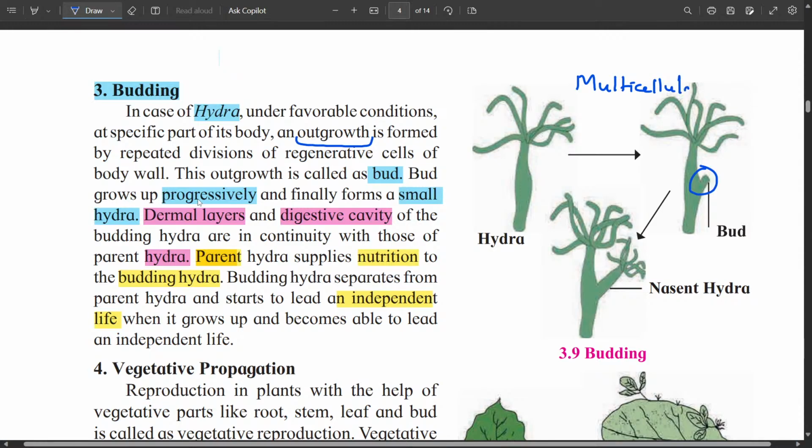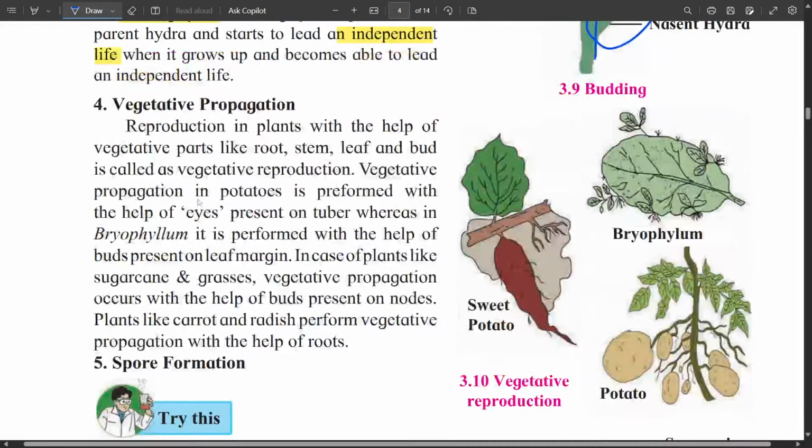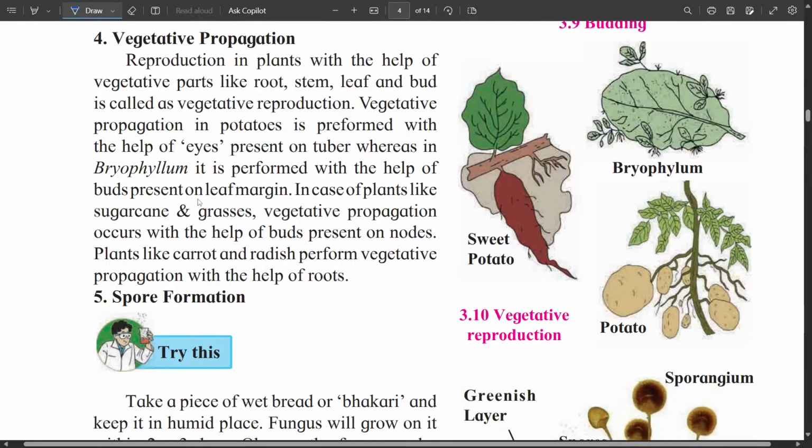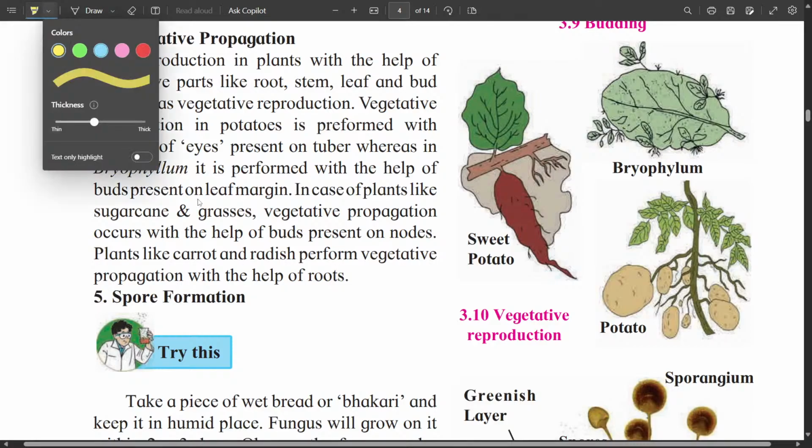And the difference between unicellular budding and multicellular budding is that here there is some kind of differentiation in the body. The cells form new tissues, new organs, new tentacles, a new digestive cavity, a new dermal layer. And after maturation, the parent Hydra and the nascent Hydra separate from each other. This is budding.